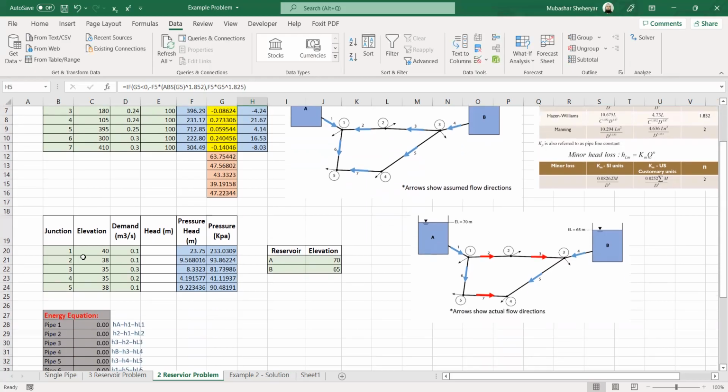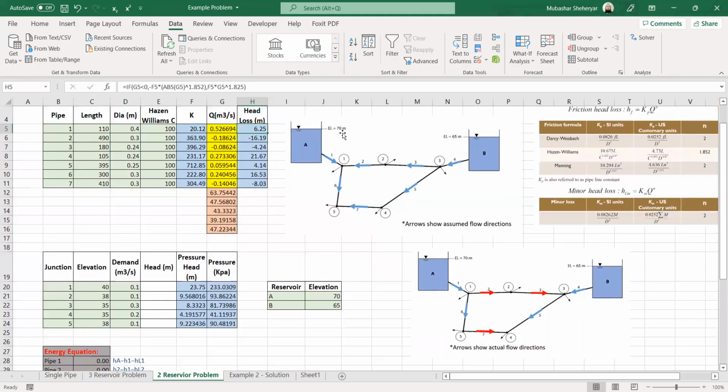The elevation head of each junction is also given to us. We are also given the demand at each point. The demand may be residential, commercial, and so on, anything connected to the point depends on that demand. These are summarized as the total demand at each junction. We also don't know the head at each junction because we don't know the flow in each pipe. So we will assume the flow in each pipe and the head at each junction.